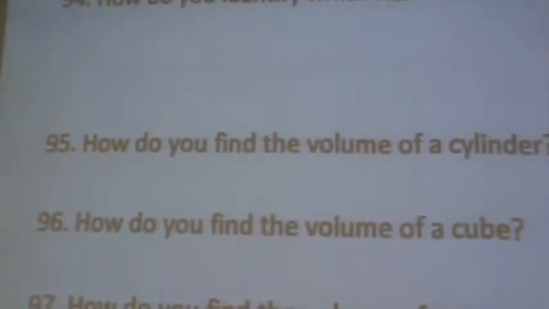How do you factor a polynomial or perform FOIL in reverse? Well, you do the last, the inner, outer, and then the first.